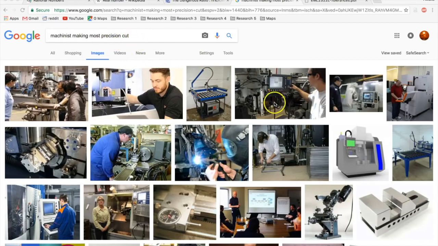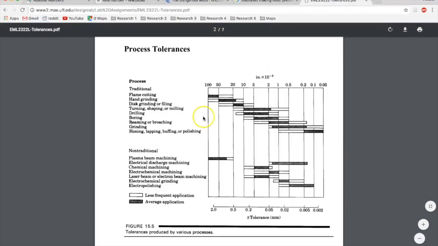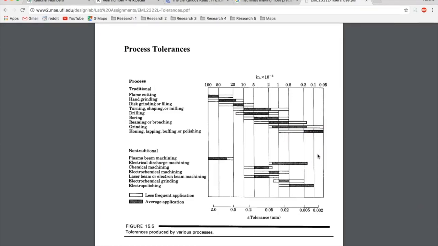Here are some images of the types of tools that machinists are using to make these fine cuts. And this right here is a process of tolerance that shows how accurate they can be. So you have traditional processes and non-traditional processes. This chart at the bottom here is tolerance in millimeters, and you can see it goes down to 0.002 millimeters. None of these non-traditional methods go that far, and there are some traditional methods that do make it that far. But beyond that, there's no finer tolerance. That's the limit of what we have right now.